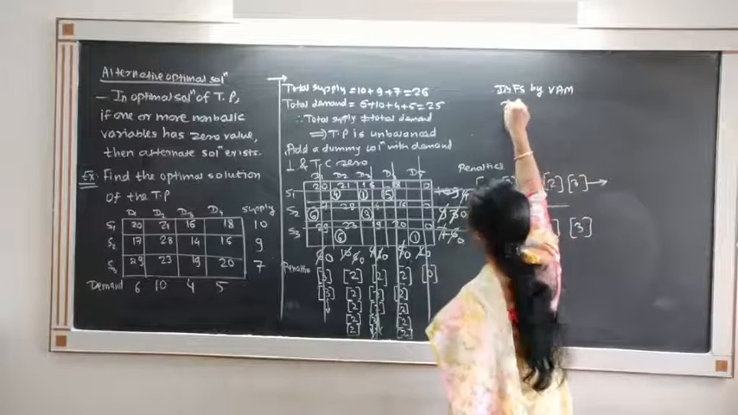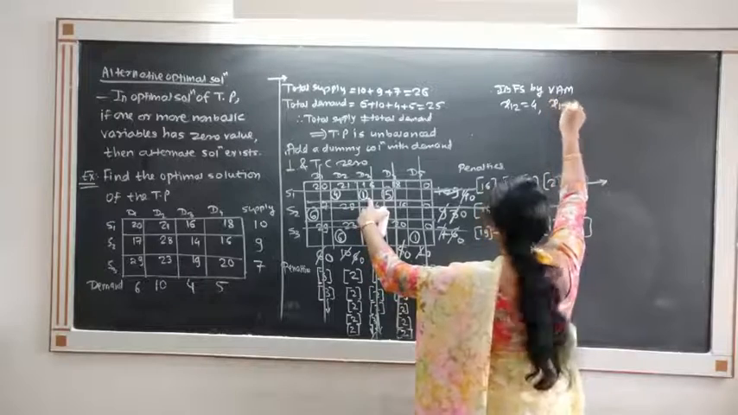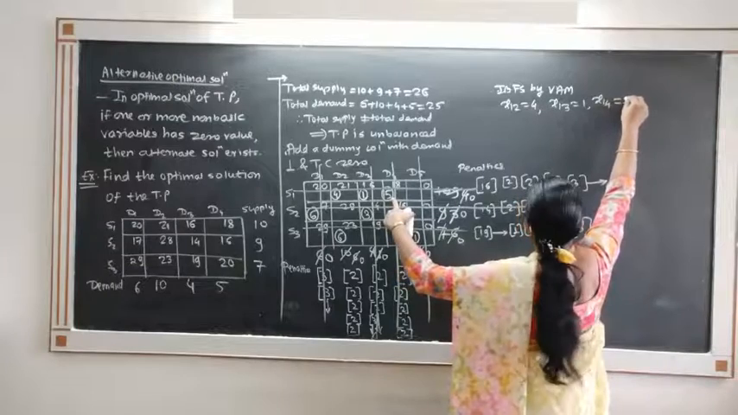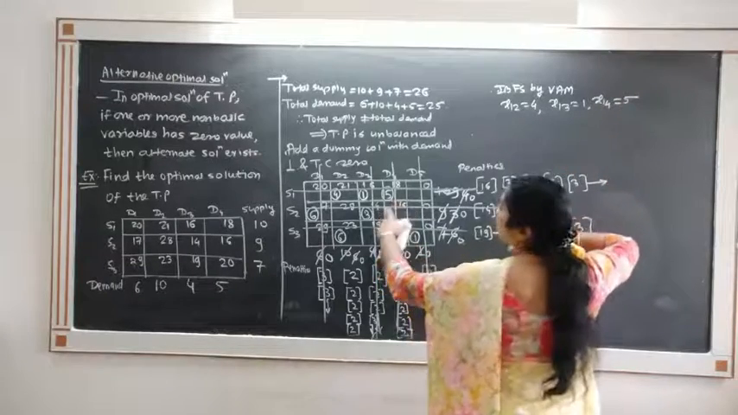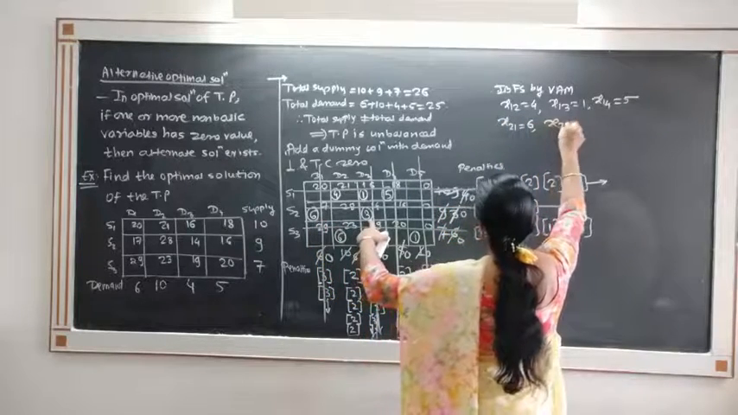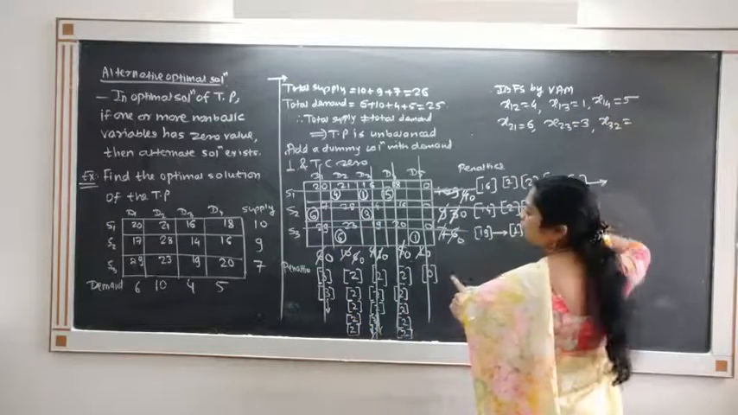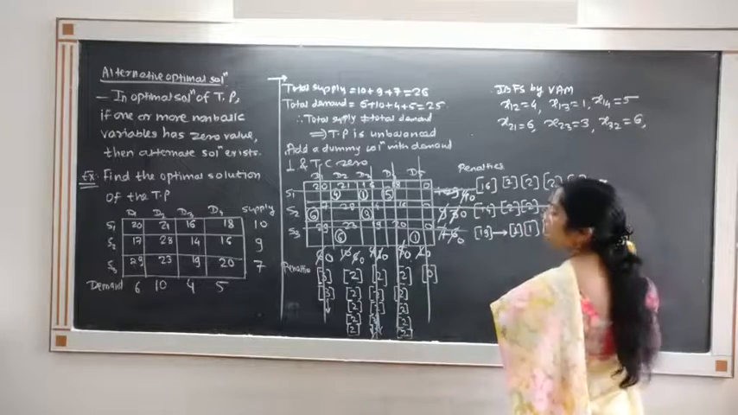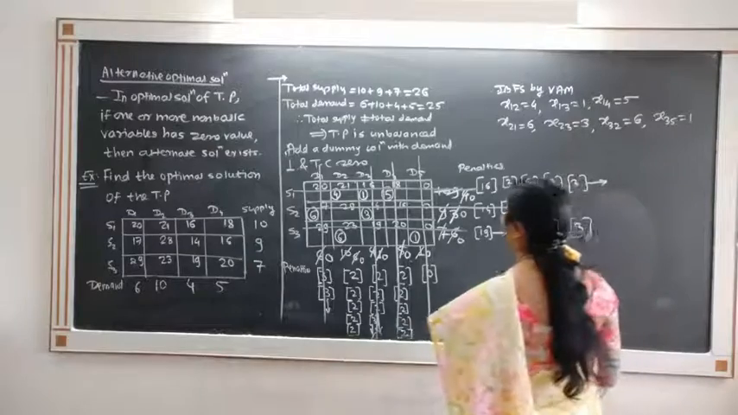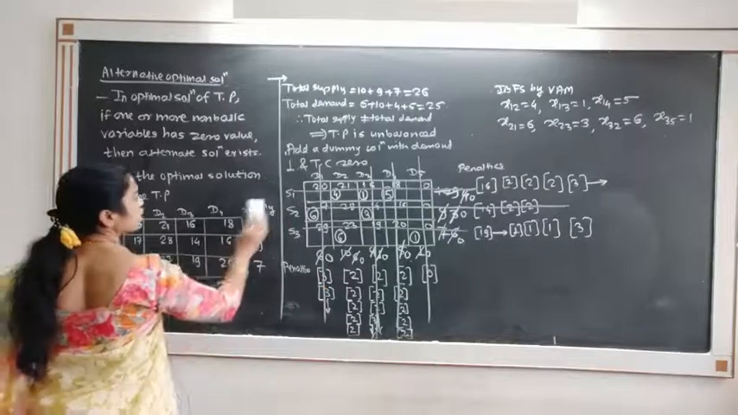It comes to be x12 is equal to 4, x13 is equal to 1, x14 is equal to 5, x21 is equal to 6, x23 is equal to 3, x32 is equal to 6, and x35 is equal to 1. So this is the transportation IBFS of the transportation problem. Now find the transportation cost.